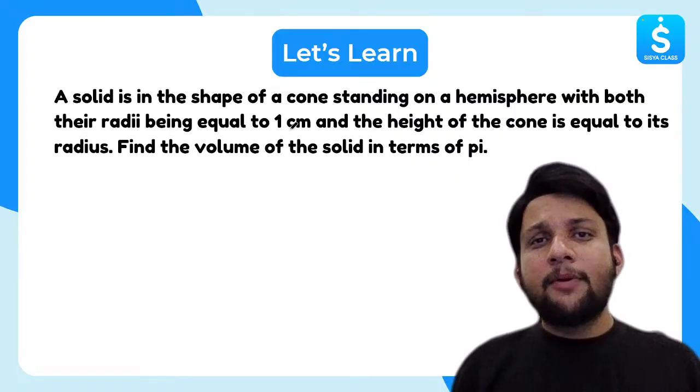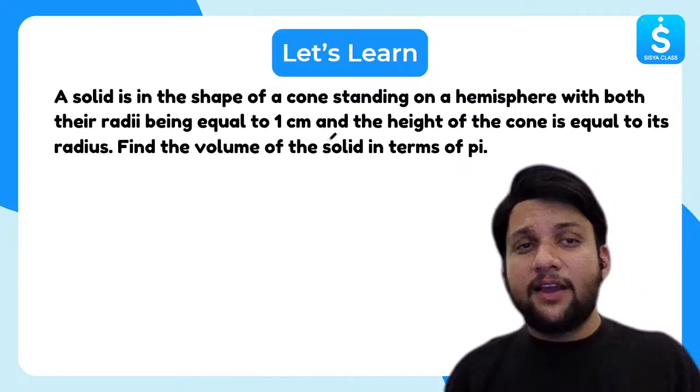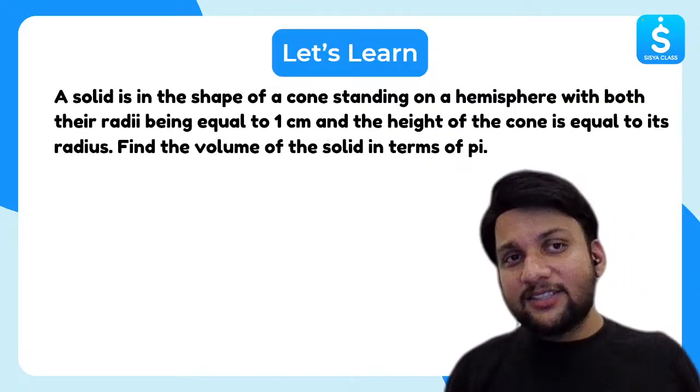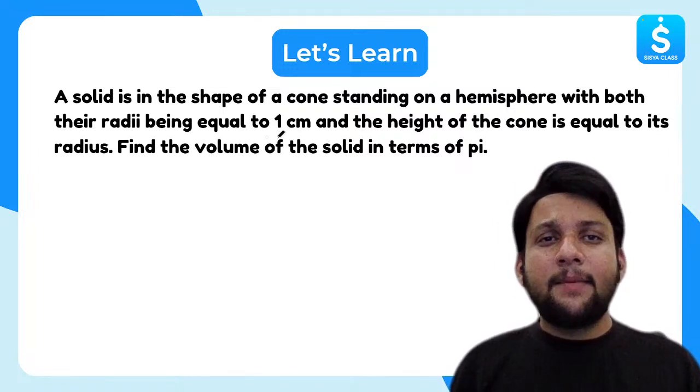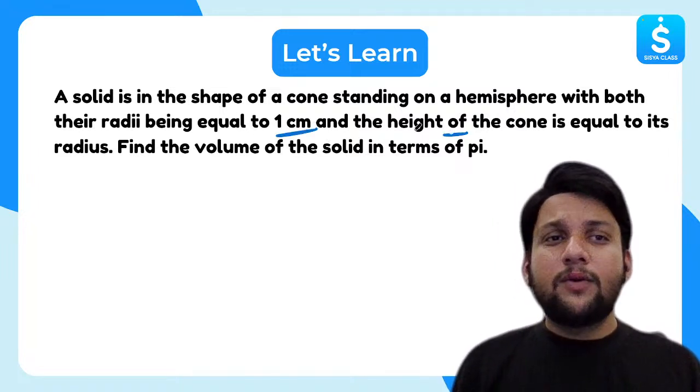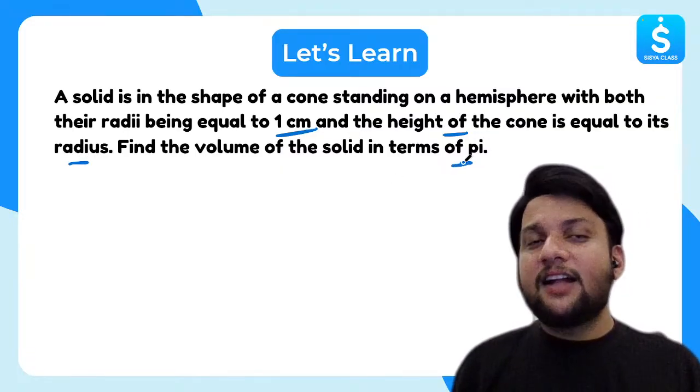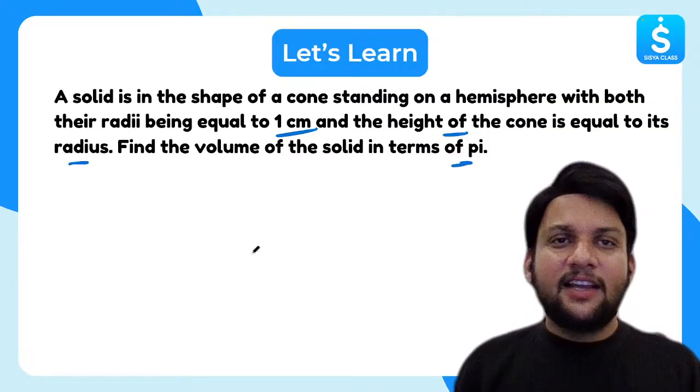Now, what is given? A solid is in the shape of a cone standing on a hemisphere. Okay, what is happening? A solid is in the shape of a cone which is standing on a hemisphere with both their radii being equal to 1 centimeter and height of the cone is equal to the radius. Wow, everything is given and it is asking the answer in terms of pi. See how easy this question is.